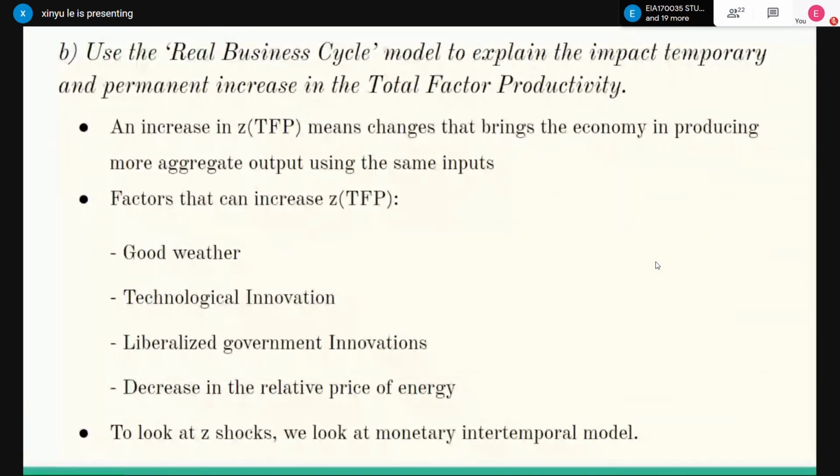That is what the real business cycle model is about. Do you understand now that Z is actually a function? So the TFP is not a productivity shock. If you were to model that function of Z, the residual of Z is the shock. So good weather and technological innovation are factors that can create a shock for productivity, for the total factor productivity. Okay, clear?